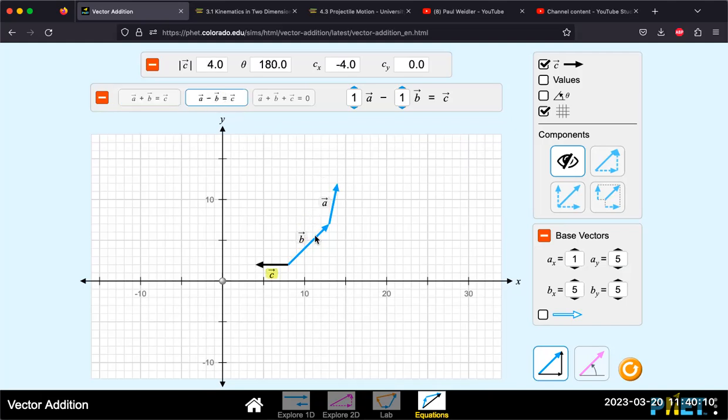Now A minus B is, if you start with B and you go along C, the final vector is A. So if you go along B and then C, we get A. So essentially, we can rearrange this equation as A equals C plus B, or B plus C. So again, this is the sum of my vectors.